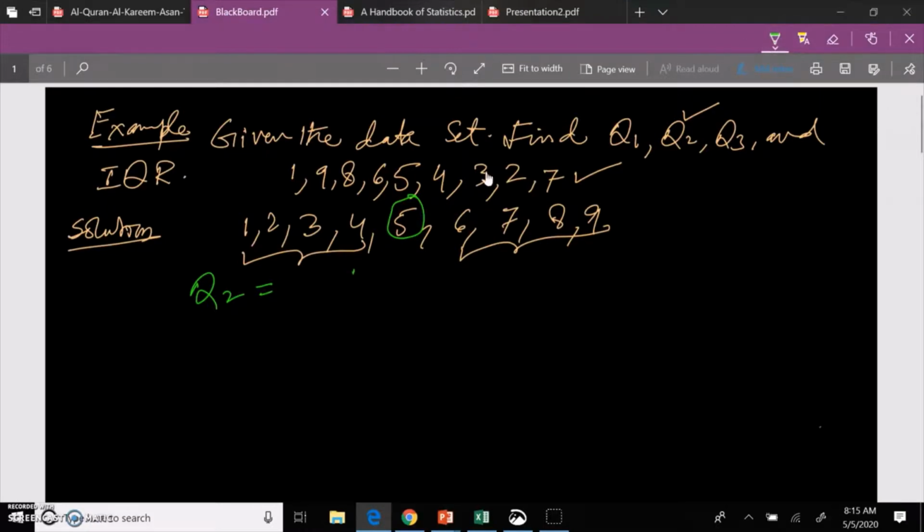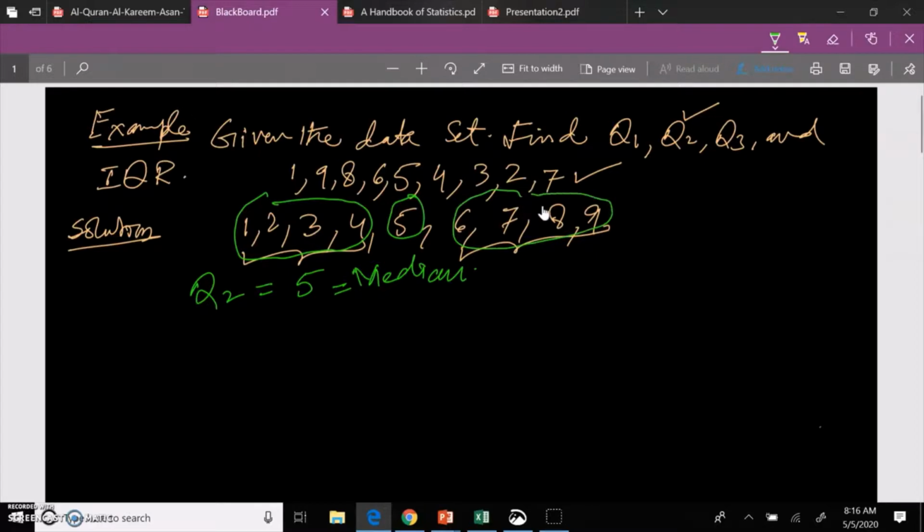This is also equal, this Q2 is 5, and this is also the median of our data set. Okay, that's a first thing we need to understand. We need to find the median of the entire data set. Now this median divides our data into two halves. This 5 divides our data into two halves. This half is the bottom 50%, and this is the top 50%.